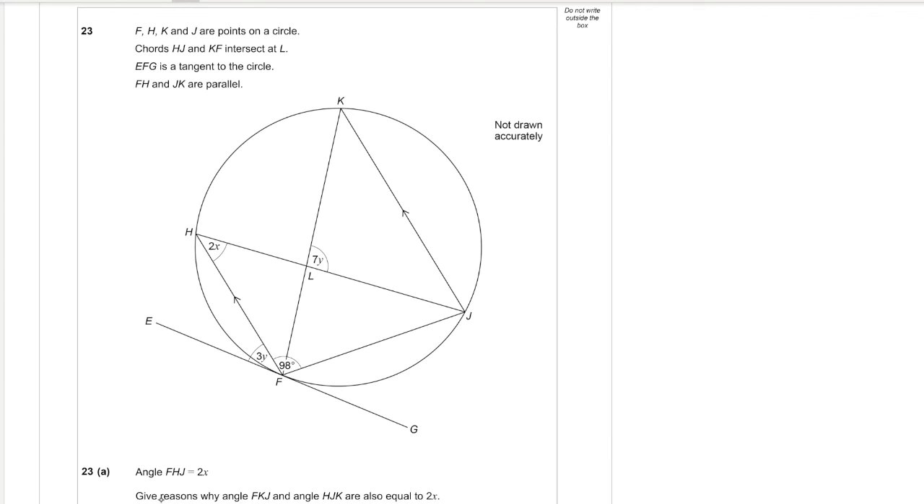Okay. Give reasons why FKJ, where is that? FKJ. So that's this angle up here. And angle HJK. So H to J to K. So this angle in here are also equal to 2x.